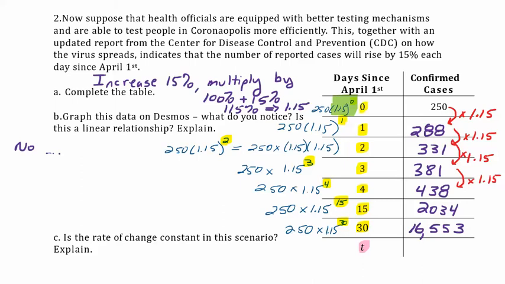Okay, so for this t value right here, this t has to be the exponent. So we will take 250, and then we're going to multiply by 1.15 t times. However many times is the same as the number of days, right? However many days past April 1st, even if it goes into May. So the number of cases, I'll write over here, 250 times 1.15 to the t.